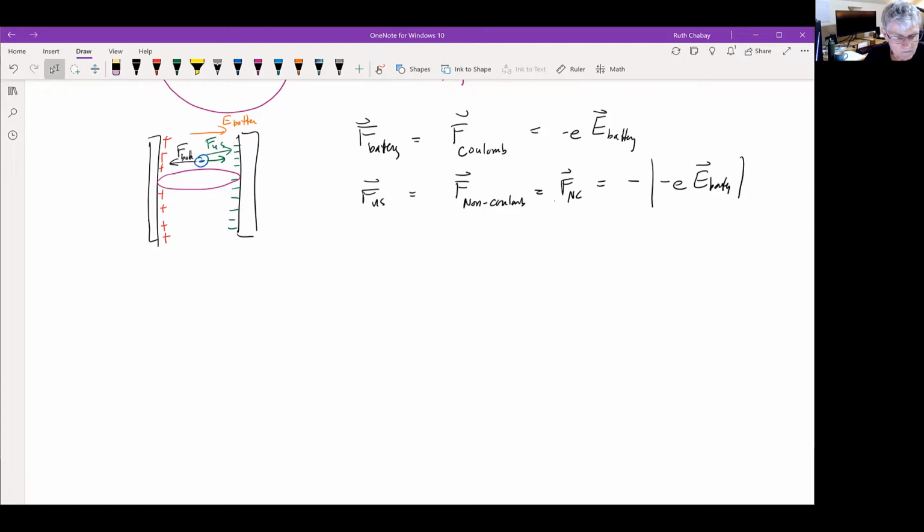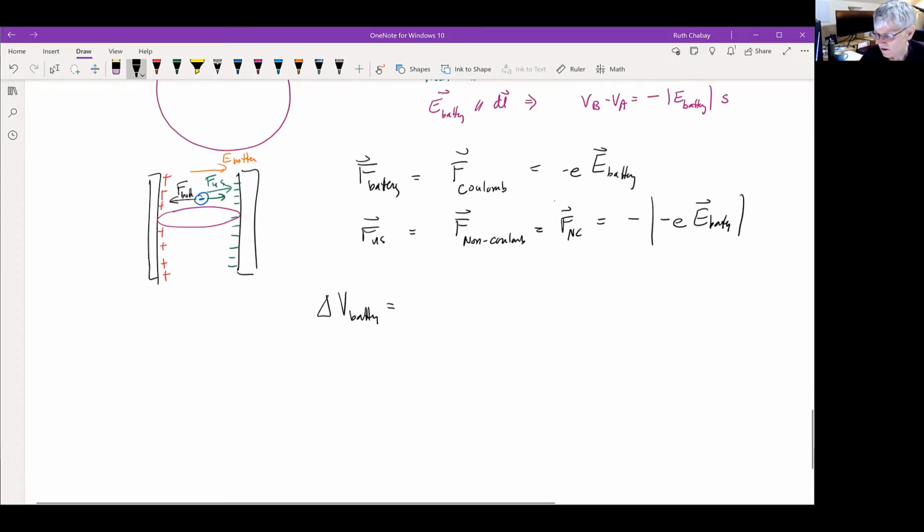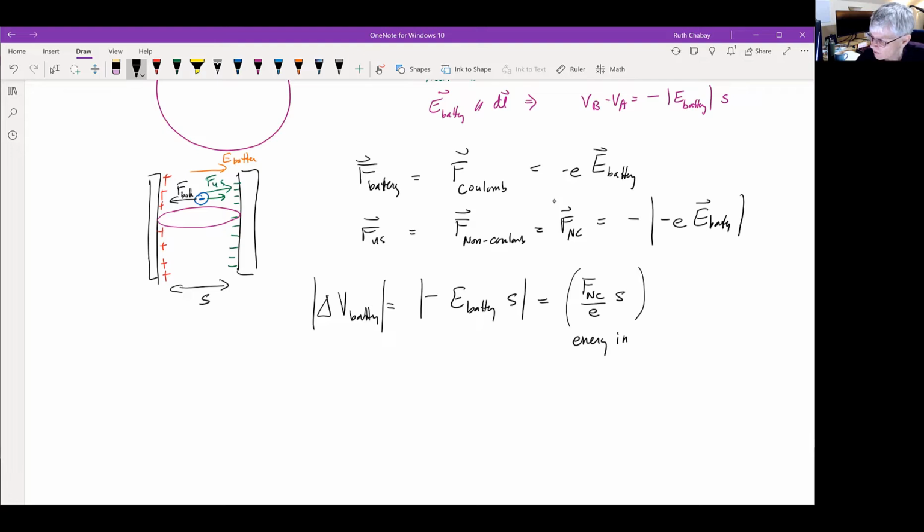And so the potential difference across the battery is going to be equal to this electric field, the electric field in the battery, times the separation of the plates. And that's just equal to the magnitude of this non-Coulomb force. Let's do absolute values here, so we don't have to worry about signs. The magnitude of this force by us divided by the charge on an electron, which gives us the electric field in the battery, times S. So this is the energy input per Coulomb.